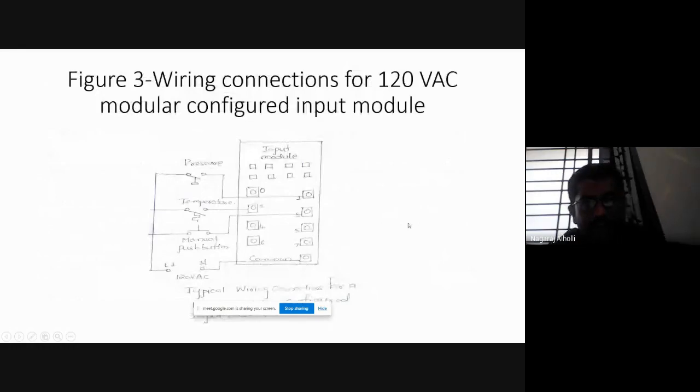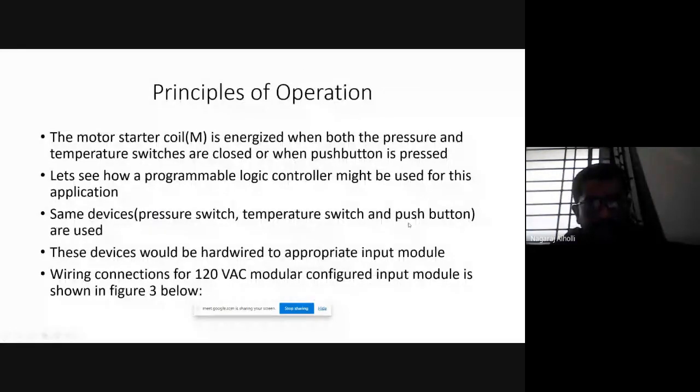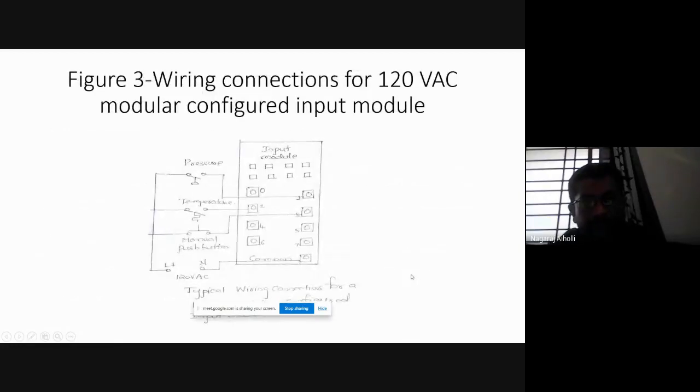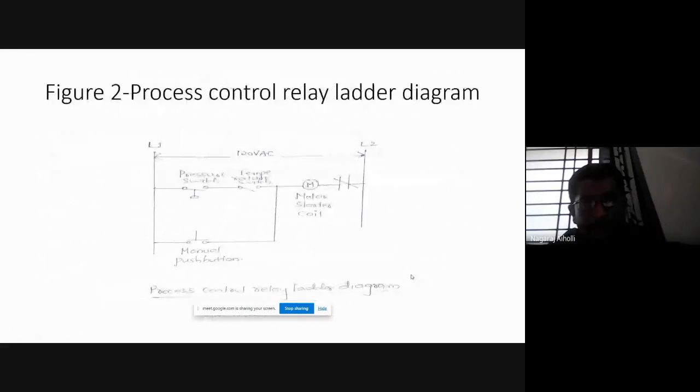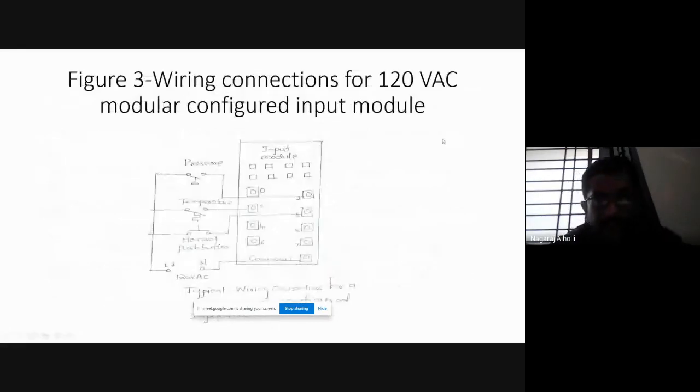Then this is how the relay, that is a ladder rung diagram, is done for the PLCs. Again, the same 120 volts AC voltage is applied as shown here. So this is nothing but the wiring connection for a 120 volt AC modular configured input module. This is how the wiring connection is done, which is what we have discussed till now, from the input module to these input components.